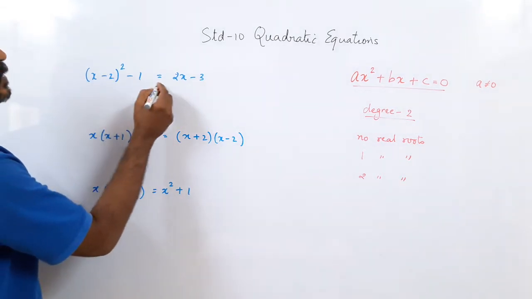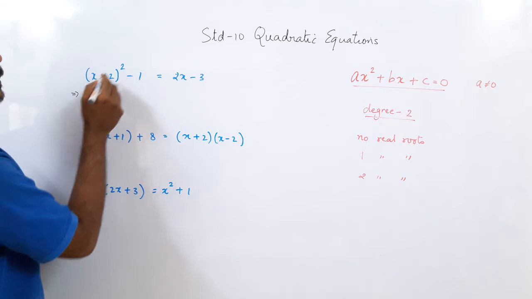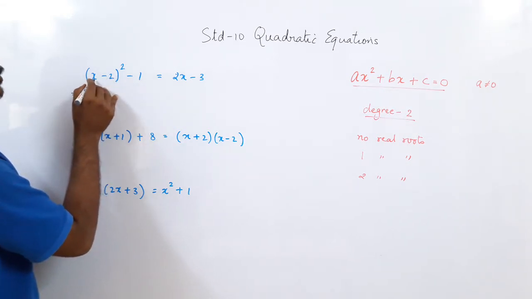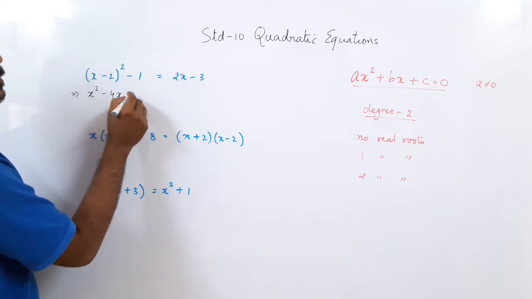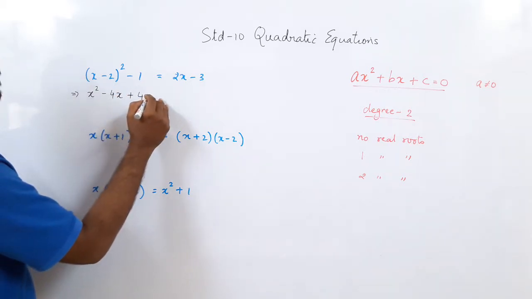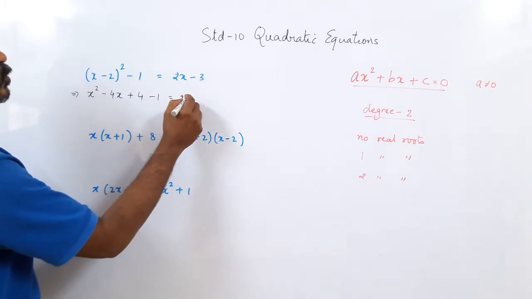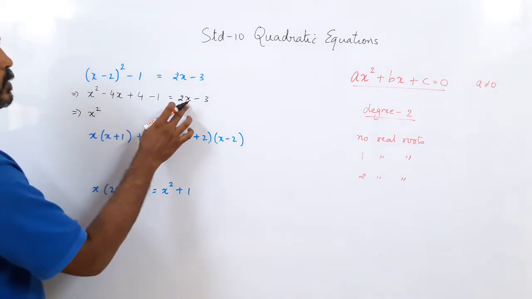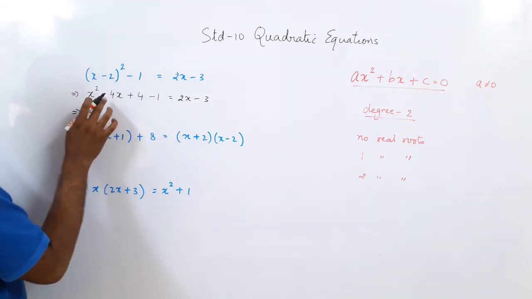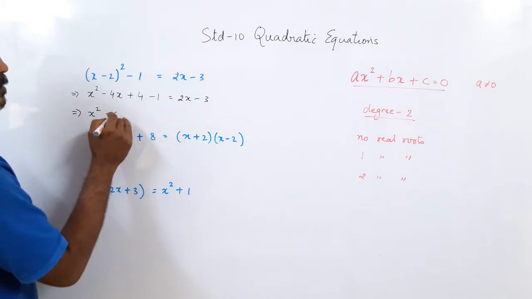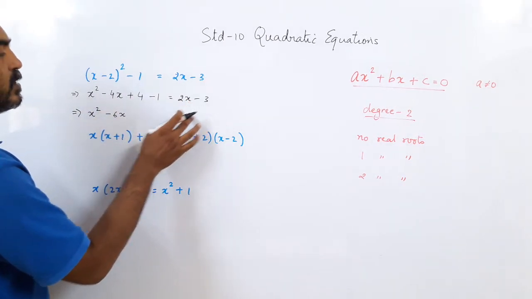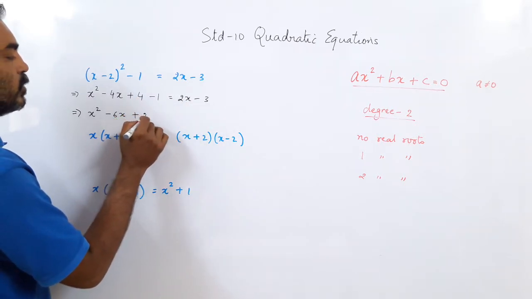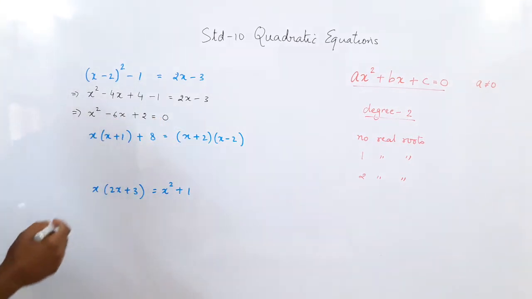x minus 2 the whole square minus 1. So you apply a minus b the whole square is a square minus 2ab plus b square, so x square minus 4x plus 4 is the expansion of this, minus 1 equal to 2x minus 3. This implies x square, 2x comes on this side, becomes minus, so minus 4x minus 2x is minus 6x. Minus 3 comes on this side, becomes plus 3. So 4 minus 1 is 3, plus 3 is 6... so we got this equation.